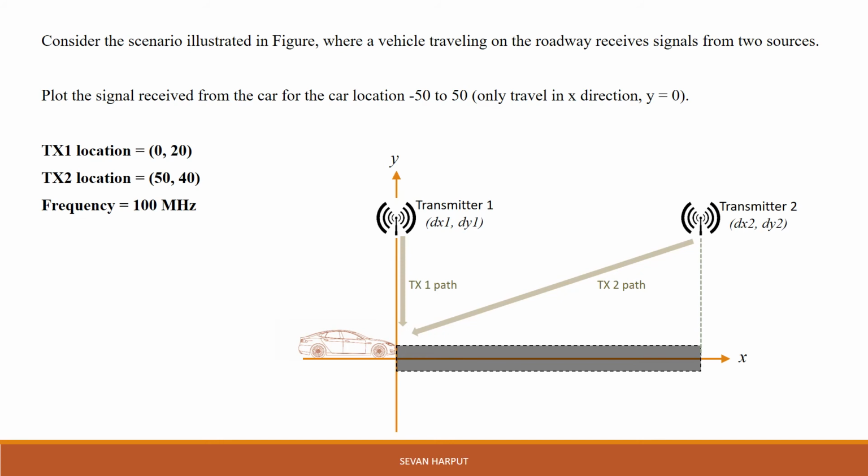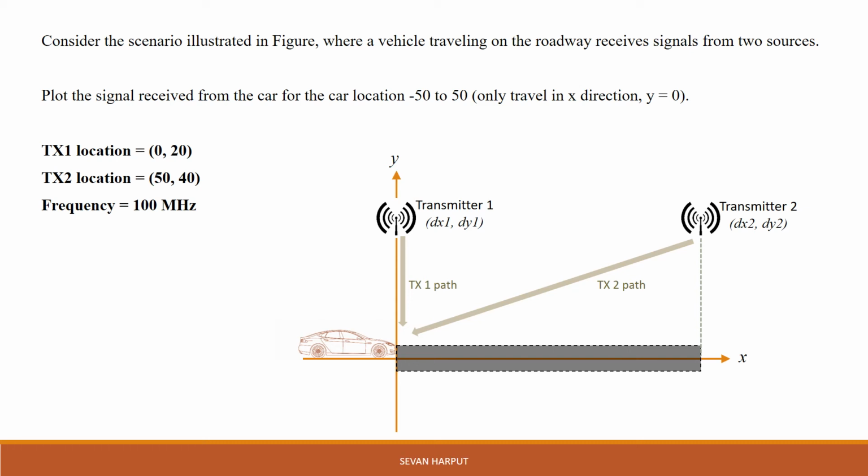We are looking at a scenario as shown in the figure, where a vehicle, a car, is traveling on the roadway and it receives signal from two sources. What we're going to do is plot the signal received by the car for car locations between -50 and +50 meters. The units are in meters, and the car only travels on the road, so the y coordinate of the car is not changing. It's just changing in the x direction. The locations of the transmitters and receiver are given on the left, as you can see, and the transmit frequency is 100 megahertz. It's something like an AM radio transmit.